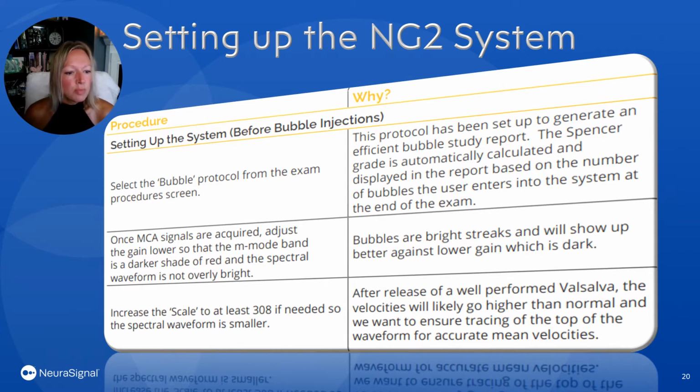So we will select bubble on the protocol. We will make sure that our gain is lowered and our scale is higher.